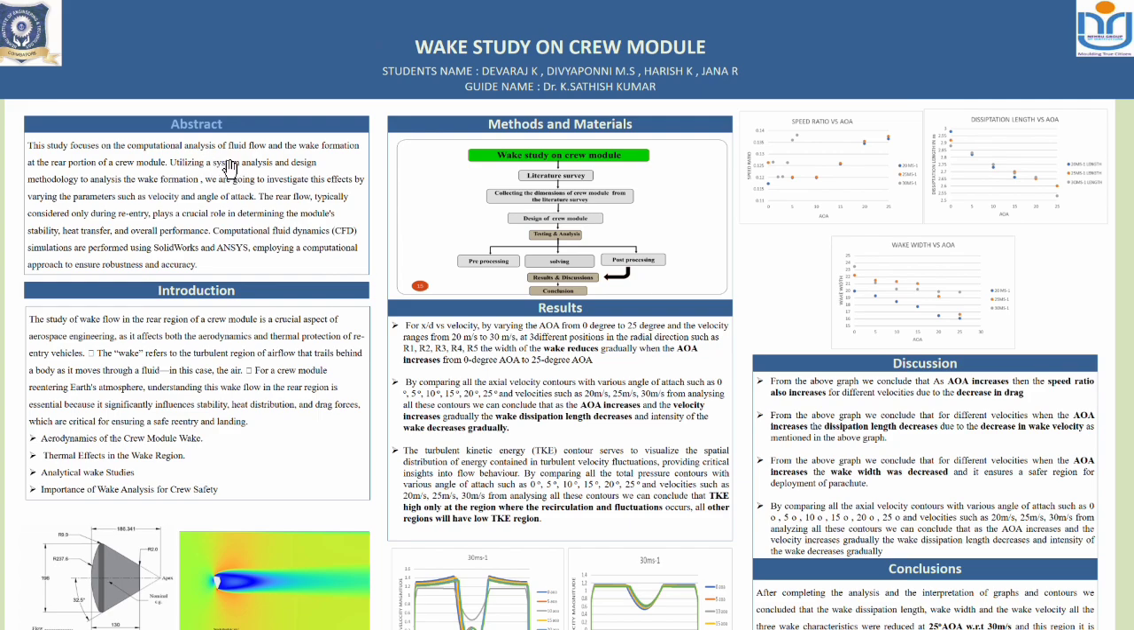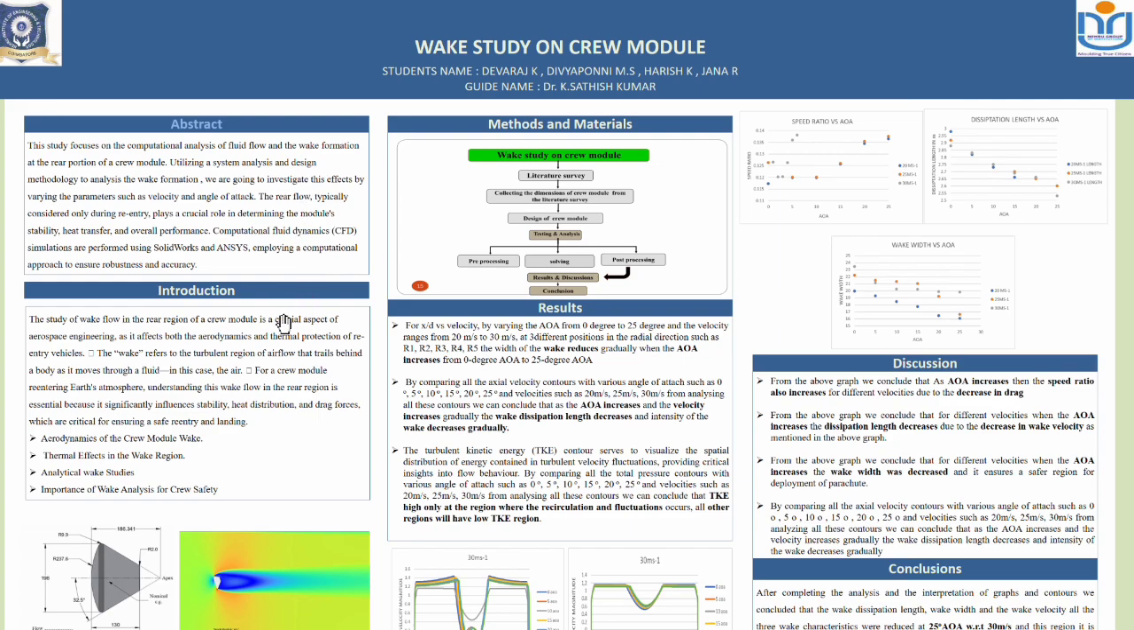The abstract: the study focuses on the computational analysis of fluid flow and the wake formation at the rear portion of the crew module. The wake will be formed at the rear portion of the crew module, which we are going to analyze using the CFD software, and the model will be designed in SolidWorks.